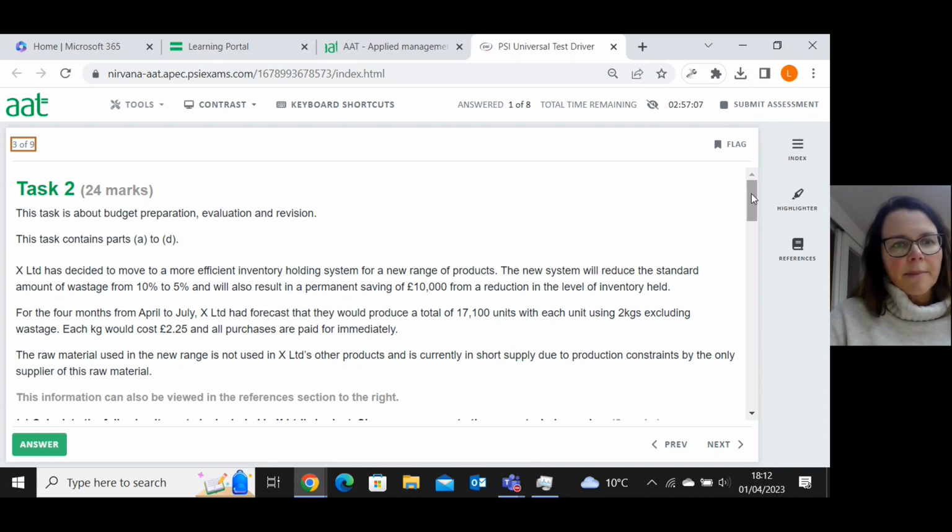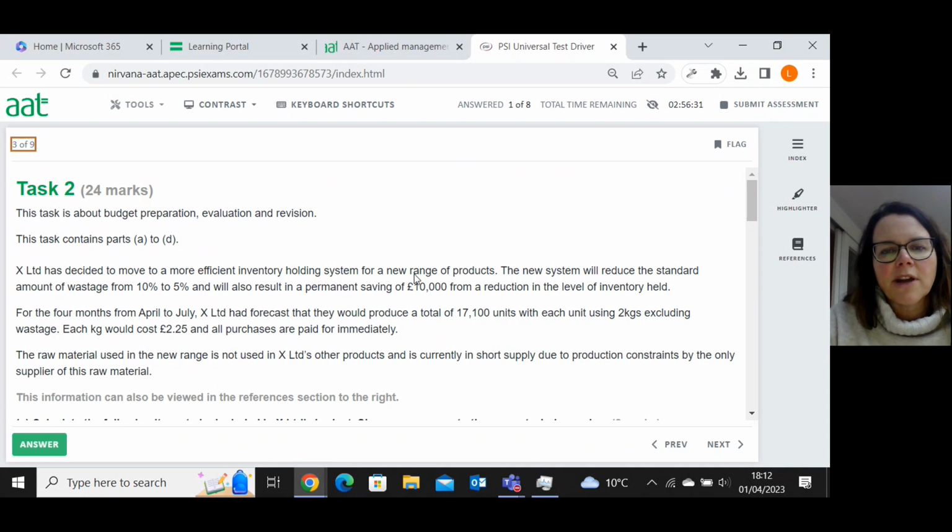Task 2, about budget preparation, evaluation and revision. This one's going to have a bit of computational and a bit of written. So X Limited has decided to move to a more efficient inventory holding system for a new range of products. The new system will reduce the standard amount of waste from 10 to 5% and will also result in a permanent saving of £10,000 from a reduction in the level of inventory held.